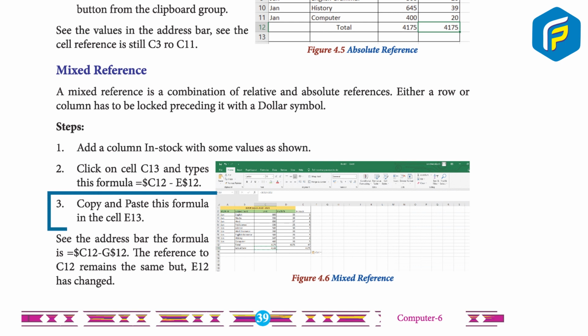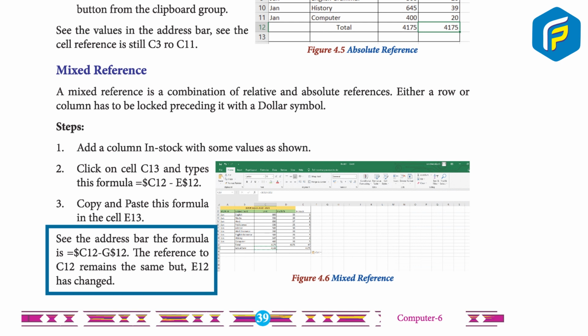3. Copy and paste this formula in the cell E13. See the formula bar. The formula is =$C12-G$12. The reference to C12 remains the same, but the E12 has changed.